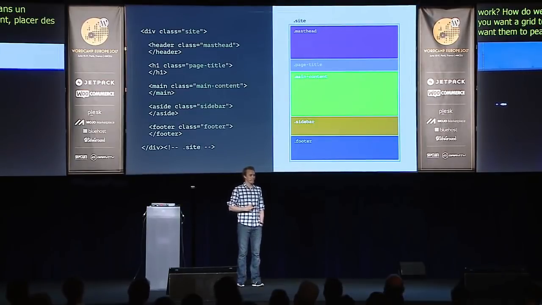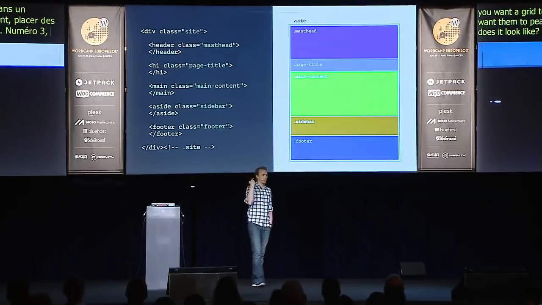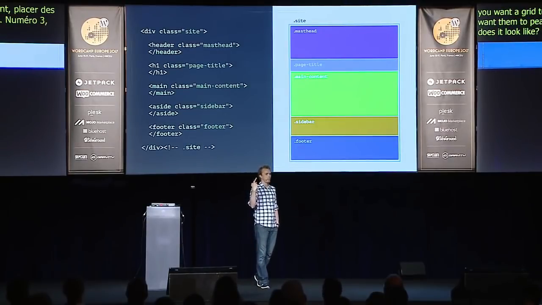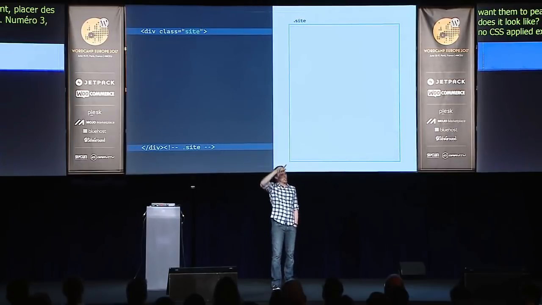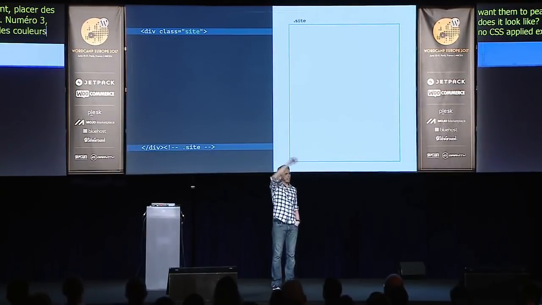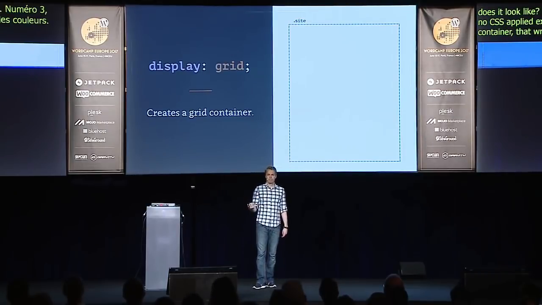What does it look like? Well, here's my example. This is the semantic markup with no CSS applied, except for color. Then we start by grabbing just the site container. That's the container that wraps everything. And we declare display grid. So now we have a grid.